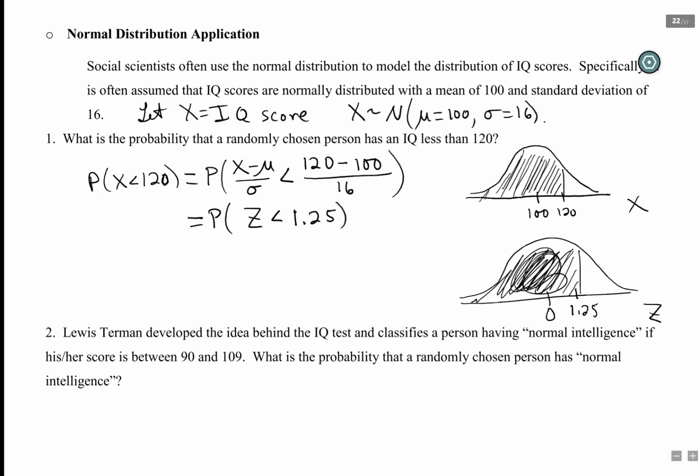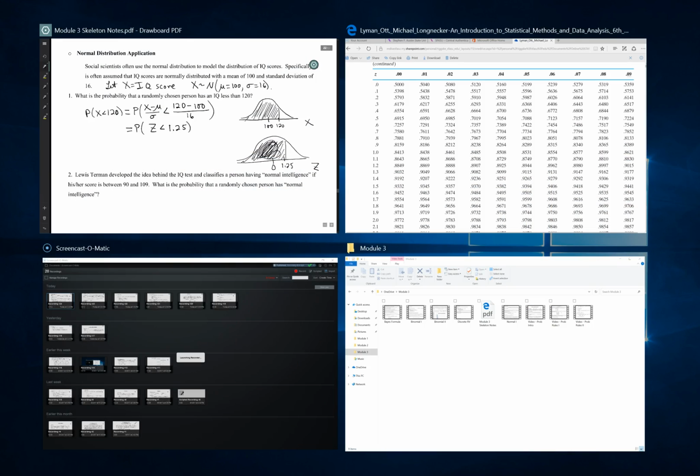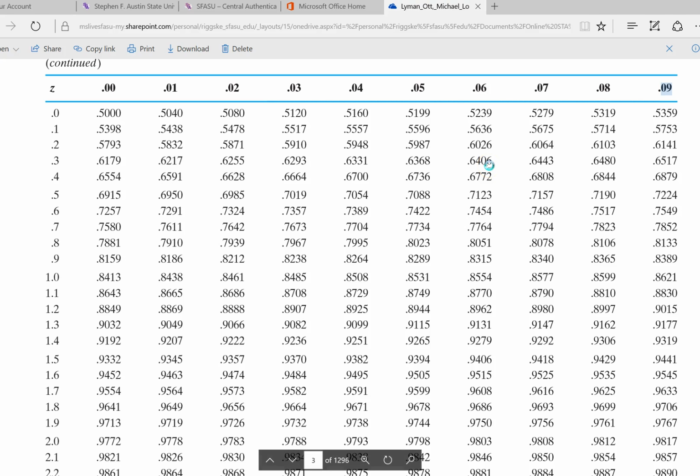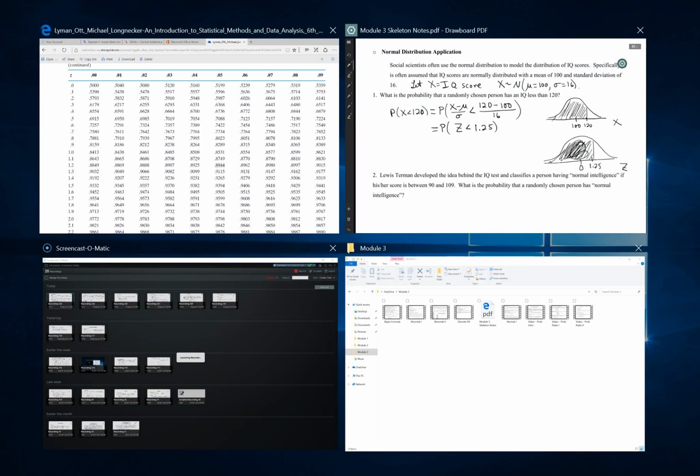So I go to my table here and I look up Z 1.25. So there's 1.25, and 1.25 has a left area of 0.8944.